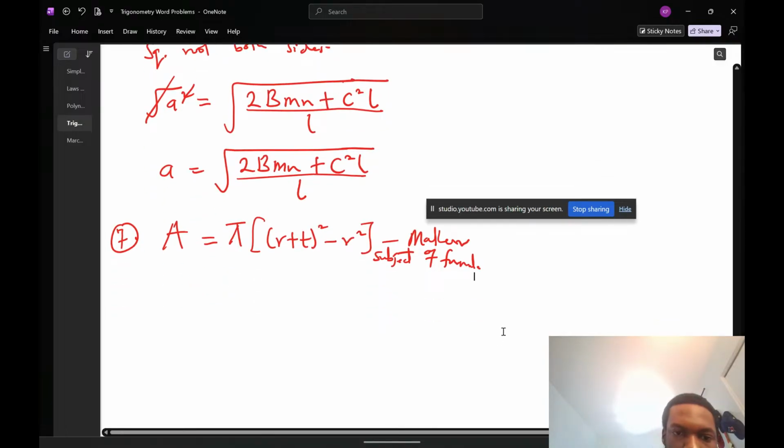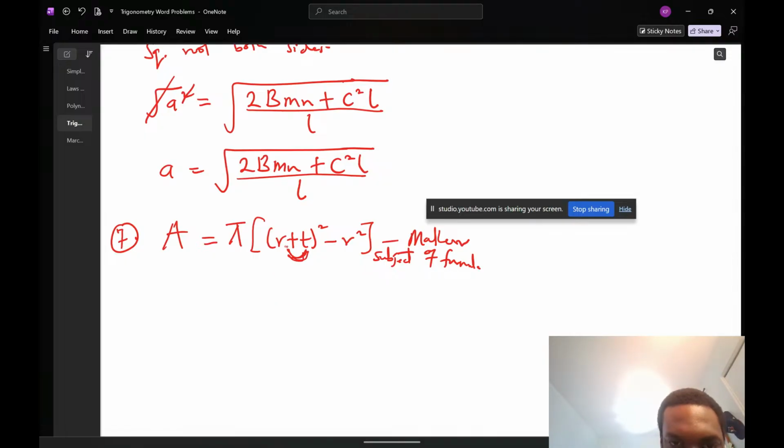So in this case, we can expand this so that we can be able to pull out R. And this one is a little more complicated, because now we have R and R squared here, and we're making R the subject of the formula. So let's expand this one. That'll be A equals pi into R plus T into R plus T minus R squared.